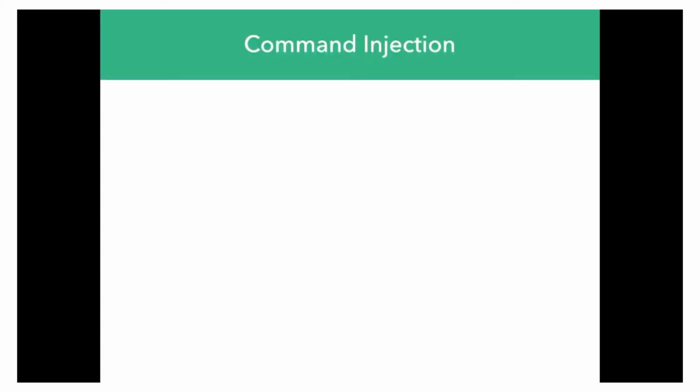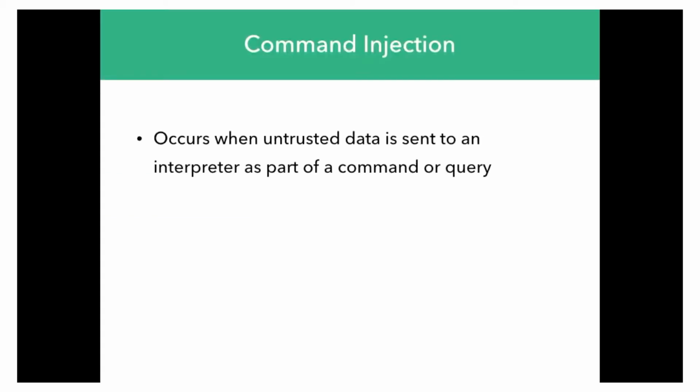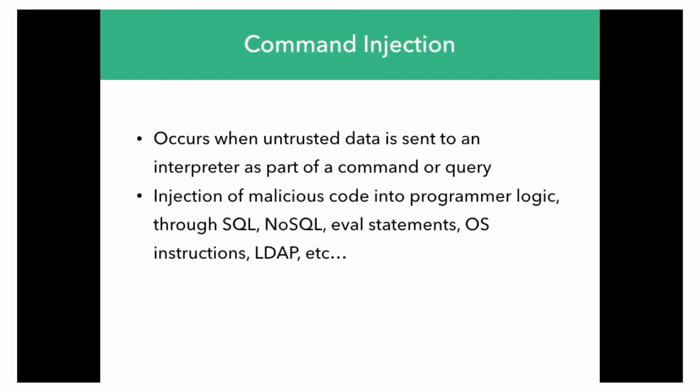So the first one really to look at is command injection. So it's when untrusted data is sent to an interpreter of some kind, whether it be SQL, an eval statement, JavaScript, it doesn't matter, something that interprets input as part of a command or query. So it's the injection of malicious code into programmer logic, like I said, through SQL, NoSQL evals, OS instructions, like an open file in the system. If you can get data across SSH and have it run and open and do some weird stuff, that's also that. LDAP has a lot of injection.